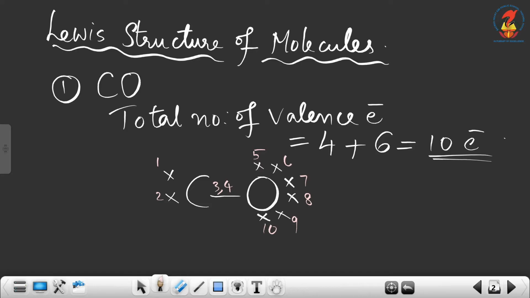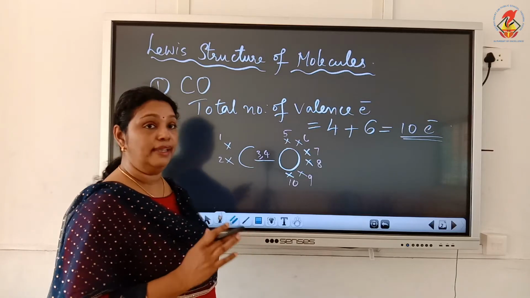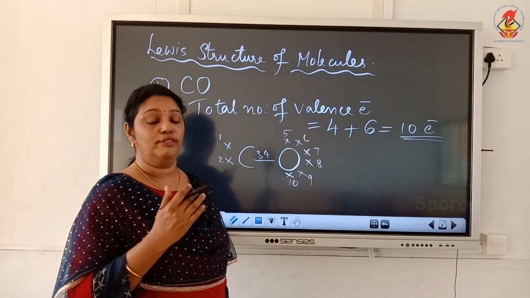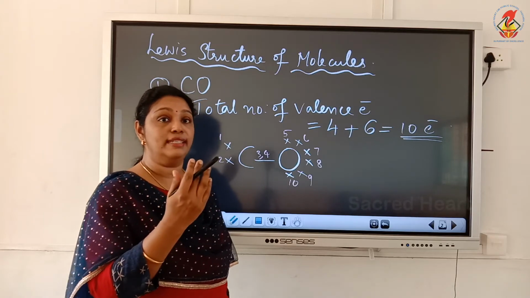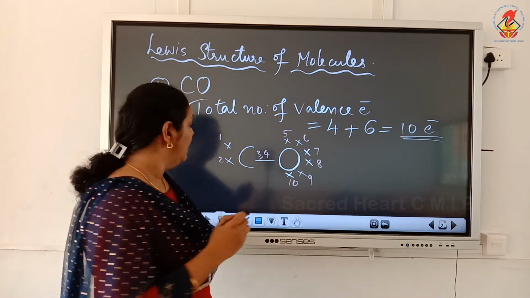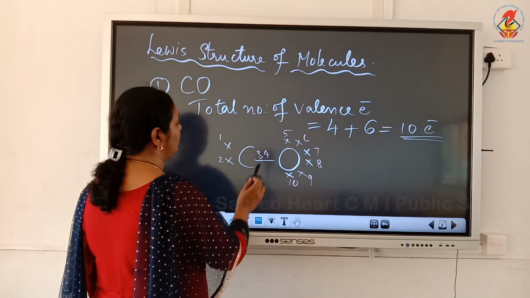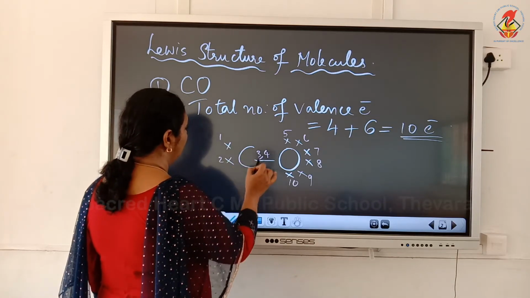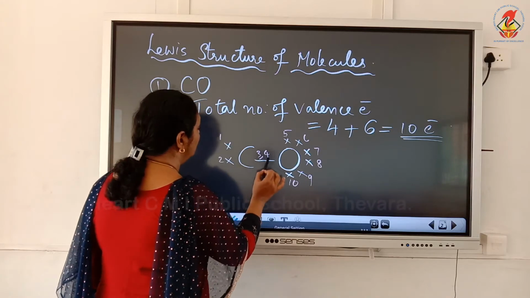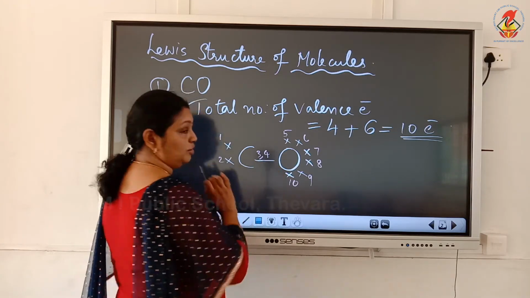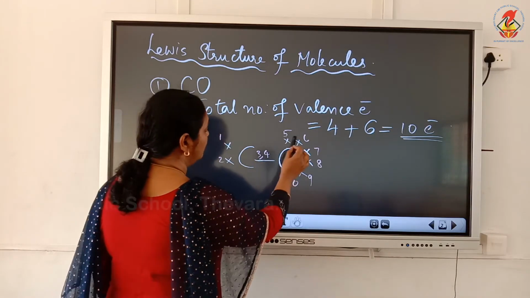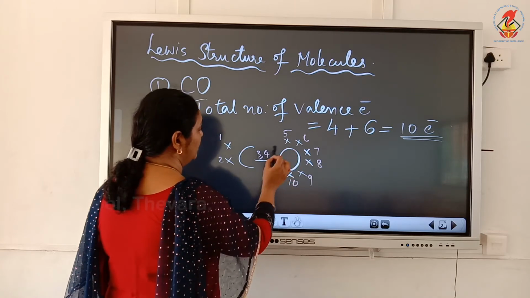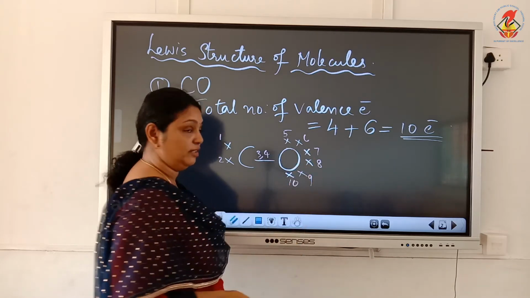10 electrons. Now, if you look at the octet completion, you can see that around the carbon atom the octet is incomplete, because if you look at carbon, it has only 1, 2, 3 and 4 electrons. Whereas for oxygen, the octet is complete. It has 1, 2, 3, 4, 5, 6, 7, 8 electrons.